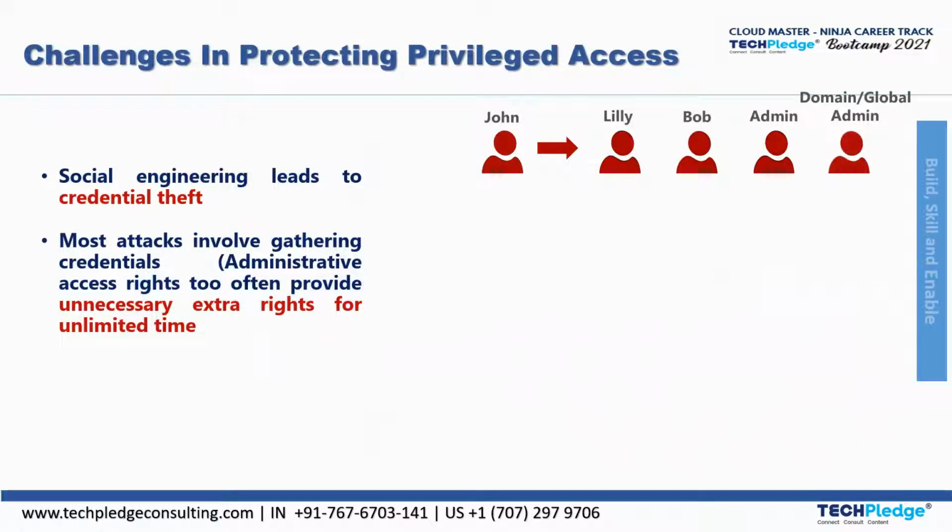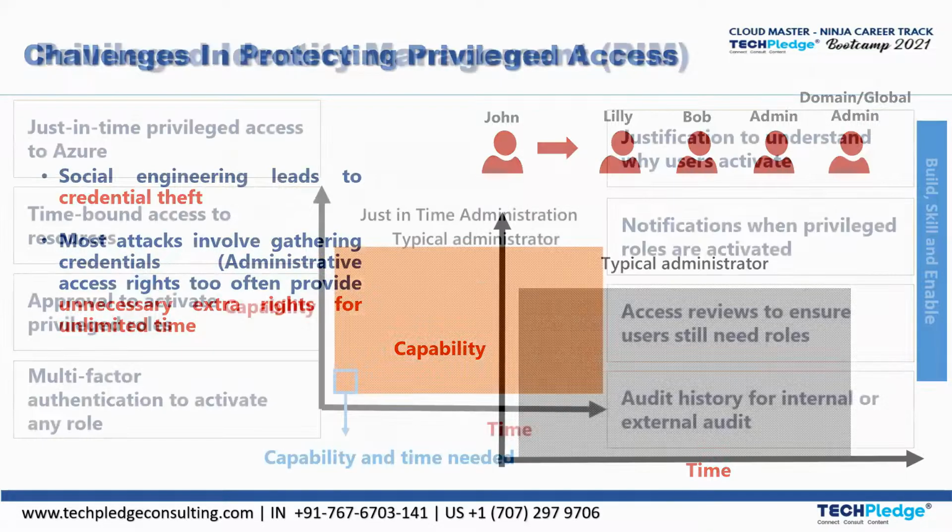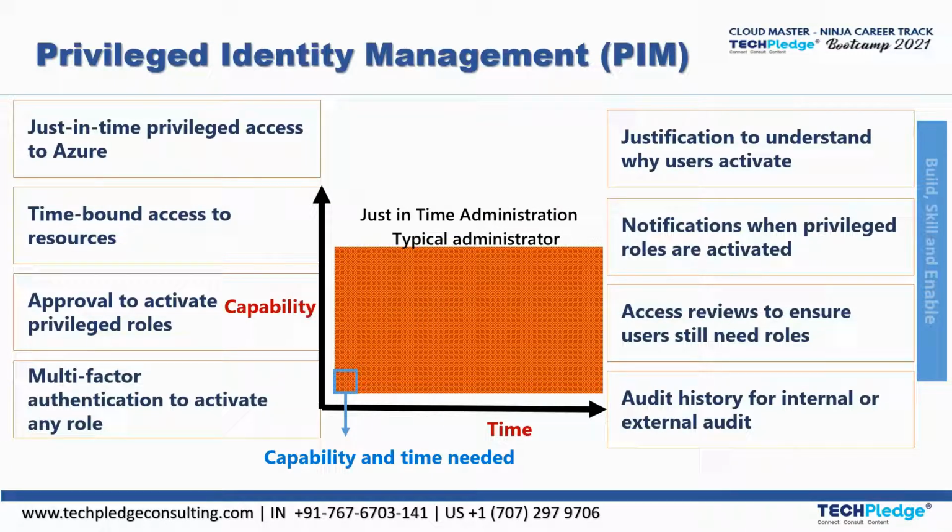So what are the properties that we have in PIM? Just-in-time privilege, as we saw. Then it is time-bound access, as I told you, and it approves activation of privileged roles, and it has enforced MFA, that is multi-factor authentication, to activate any kind of role. Then it also downloads audit history for internal and external audit. Then it also does access reviews and ensures whether the user still needs the role or not, still needs to have this access.